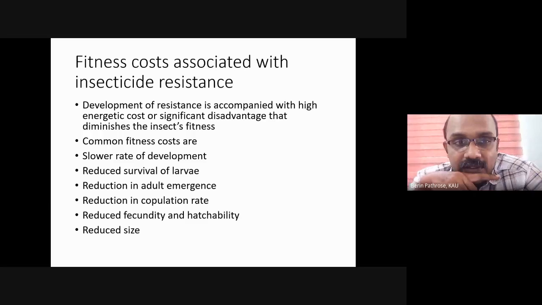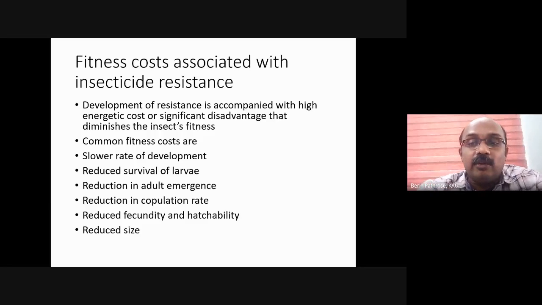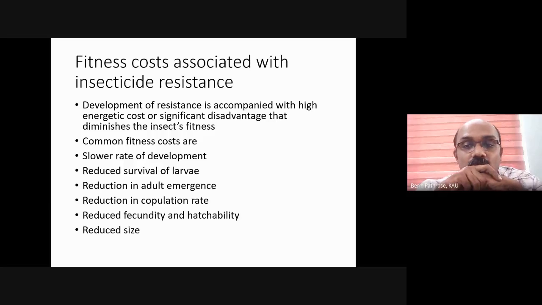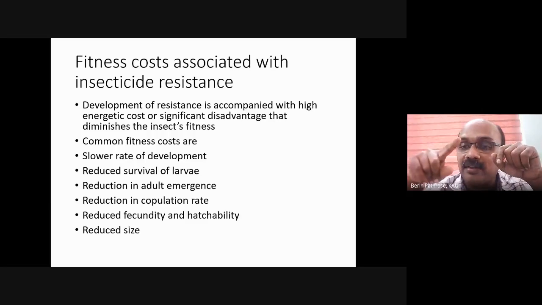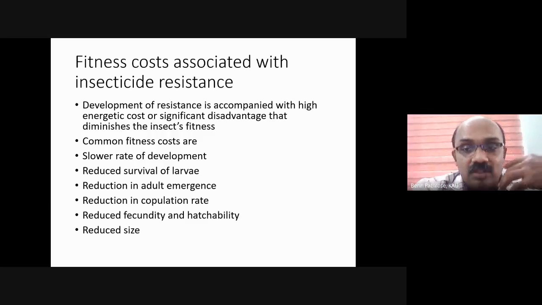Yes, yes. Okay. Now, don't think that development of resistance in an insect is always advantageous. It has its own negative implications for insects. If an insect is developing resistance, that means it has to make some physiological adjustments to make itself resistant to that particular insecticide.